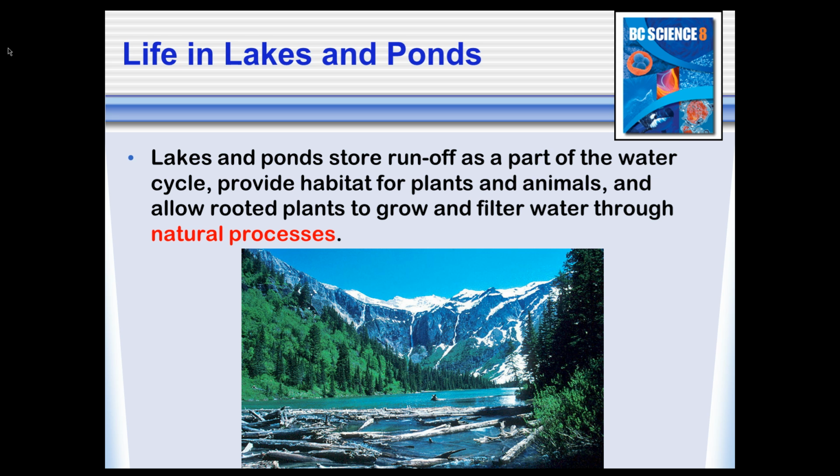Lakes and ponds store runoff as part of the water cycle. They provide habitats for plants and animals, and they allow rooted plants to grow and filter water through natural processes. So lakes and ponds are very important in the grand scheme of things.